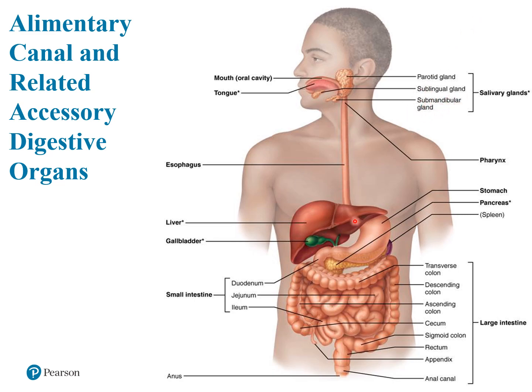And then here, this is our liver. It is also an accessory digestive organ. This is the gallbladder. This is the pancreas.